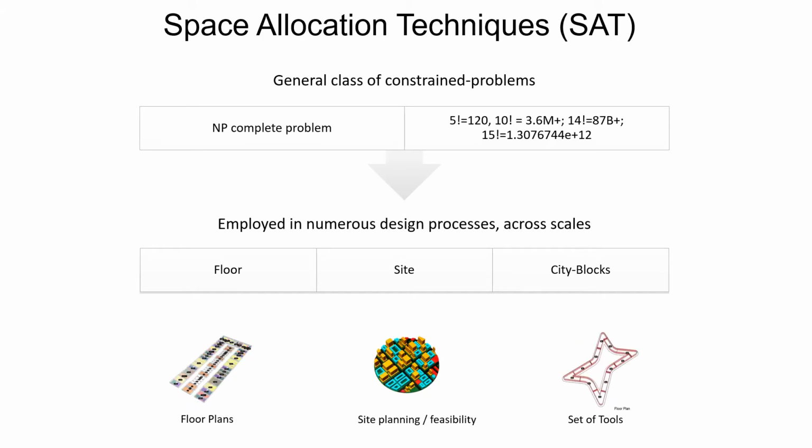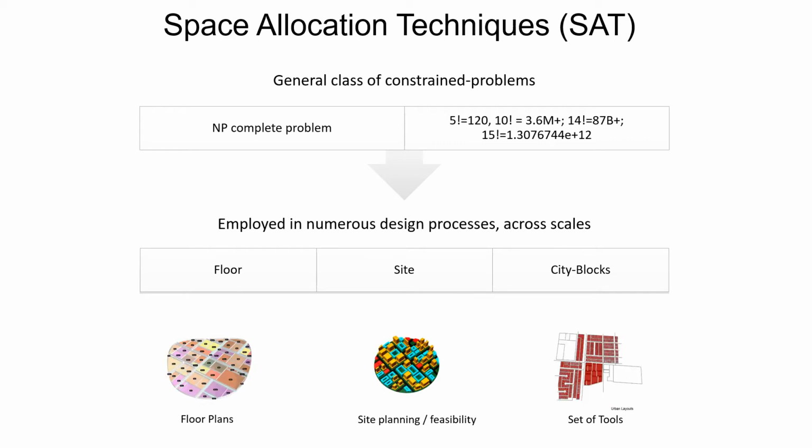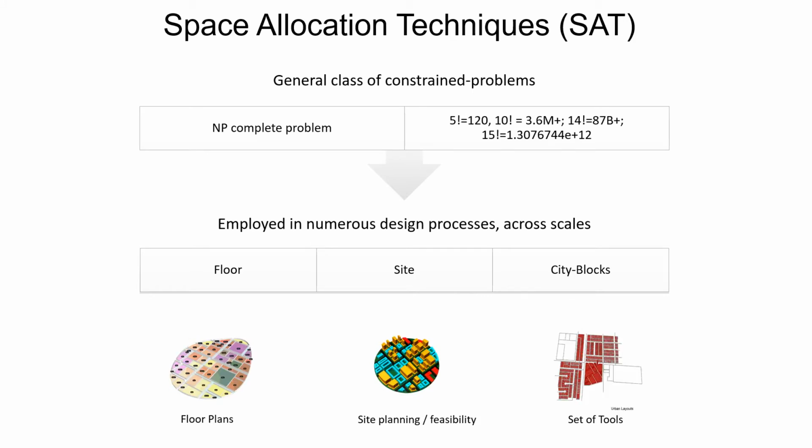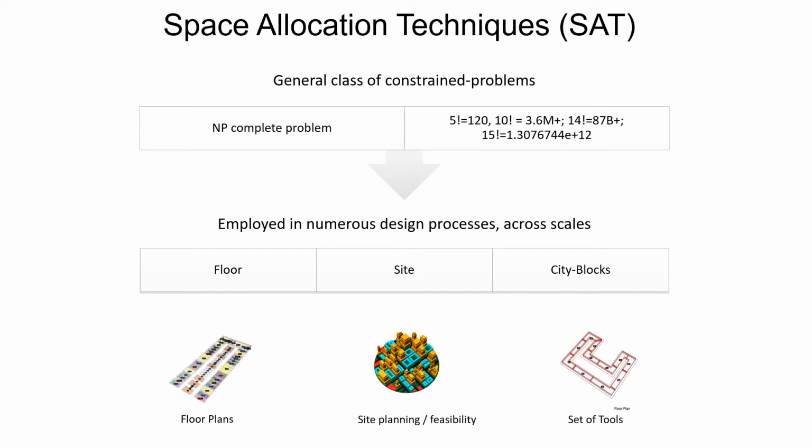Space allocation techniques are methods for solving general partitioning problems of 2 or 3 dimensional spaces and allocating program requirements to these subspaces. These problems appear in many architectural and urban design problems. It is a NP-complete problem and a general solution remains elusive due to spatial and combinatorial complexity. We present novel techniques to solve this general class of problems.